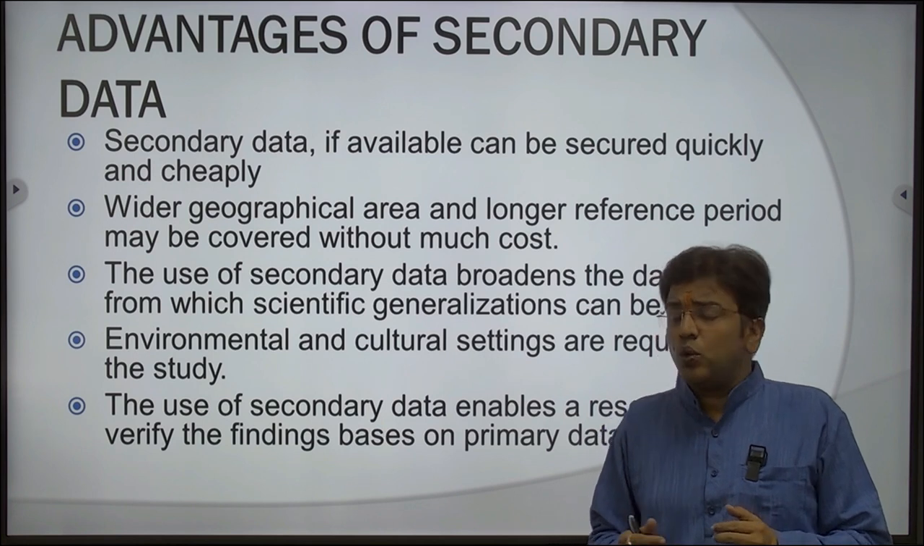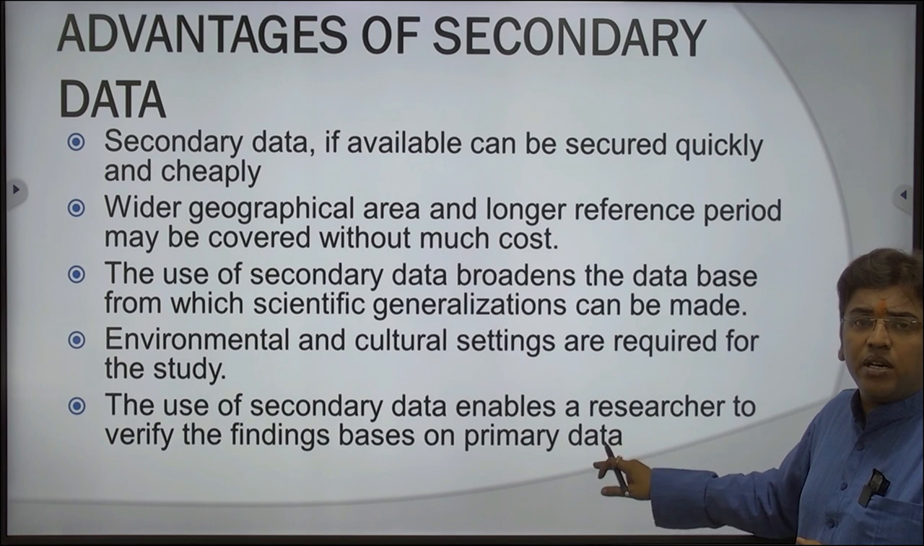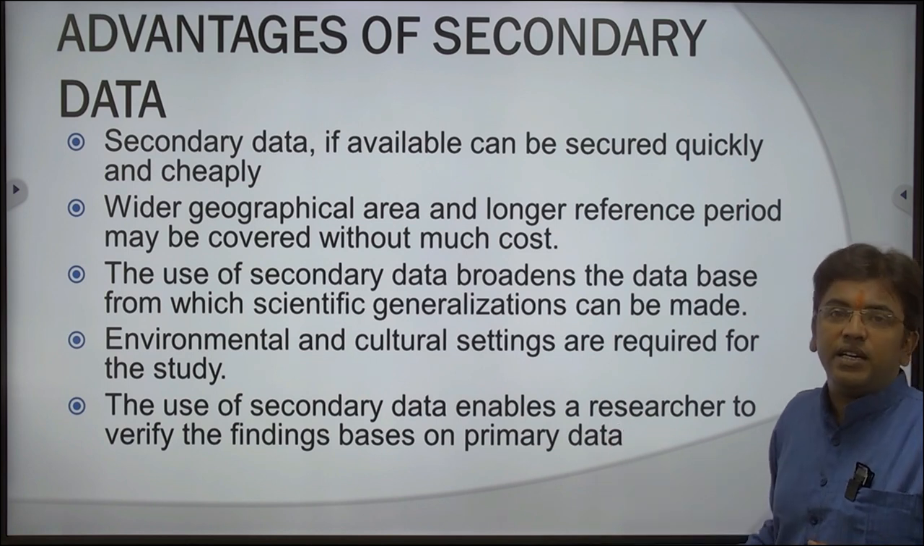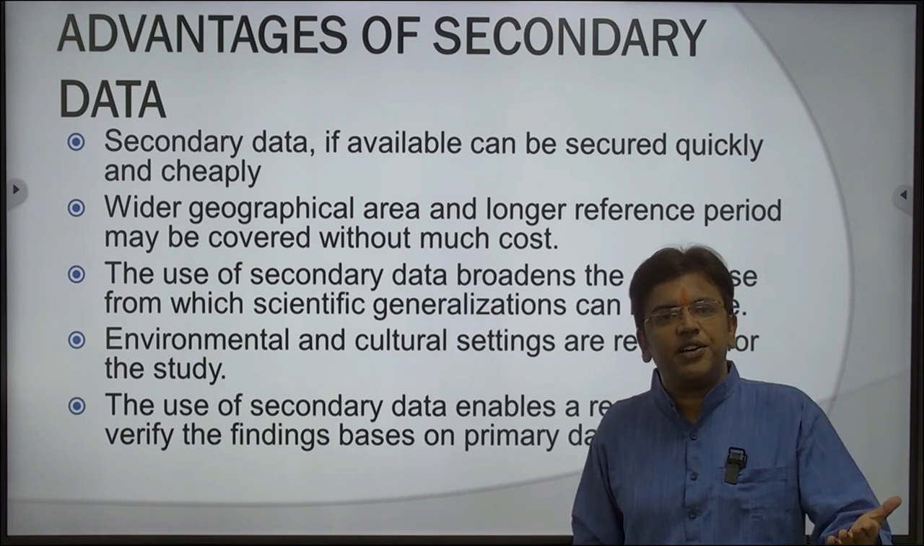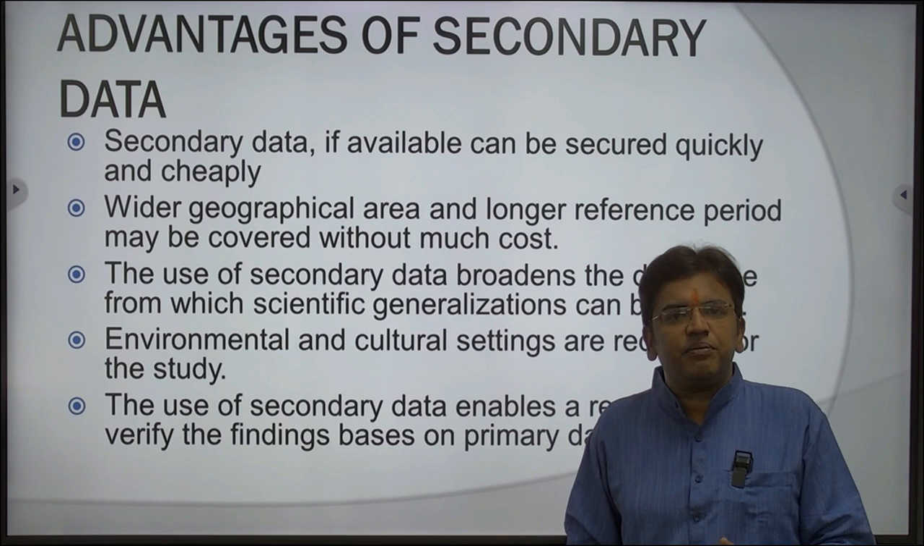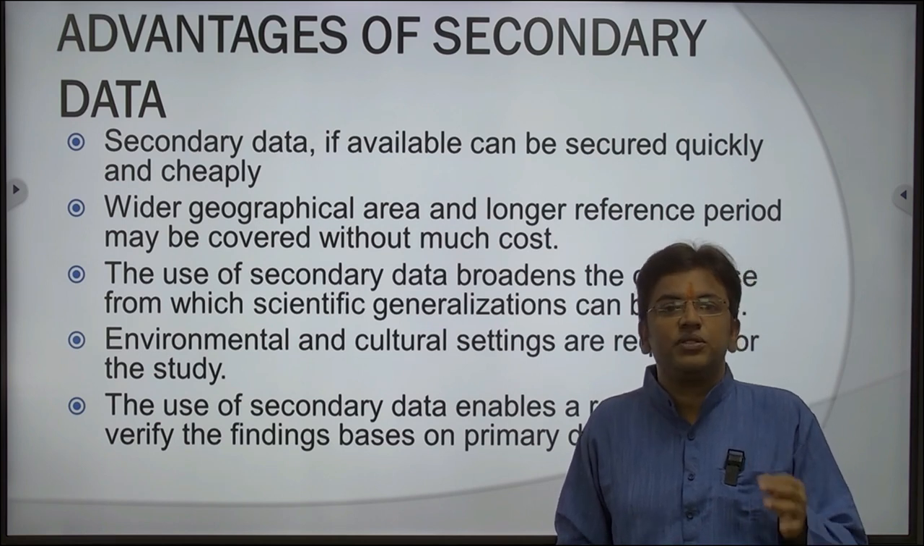So whenever you have findings from secondary data or primary data, you are going to see whether your primary data findings match with the findings of the secondary data or not. If the findings of both the data are the same, you will say that your study is reliable and conducive to the whole society.